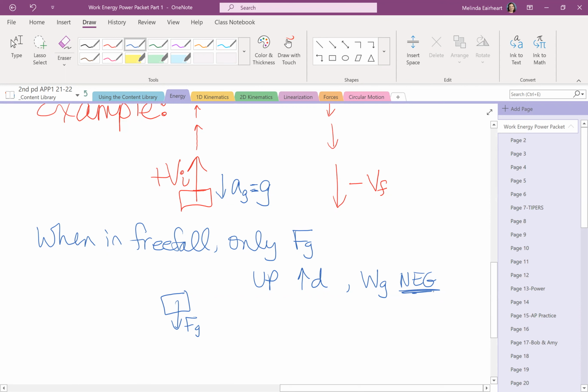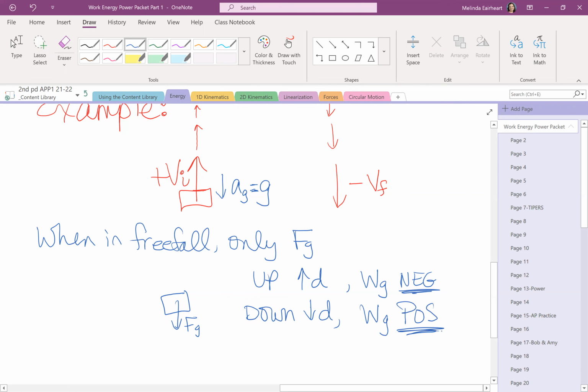Okay, so on the way up, because it's slowing down and because gravity as a force has a 180-degree angle of separation with the up distance, it's doing negative work. But what about on the way down? It's moving down, gravity's pulling it down, and so it should be a positive work.